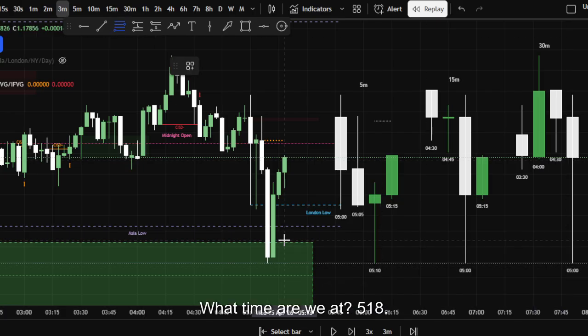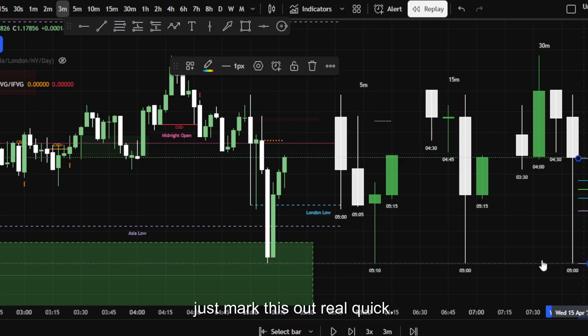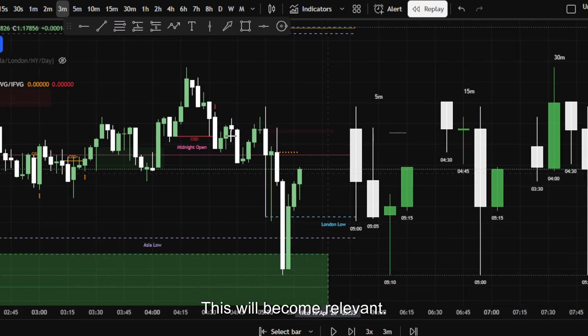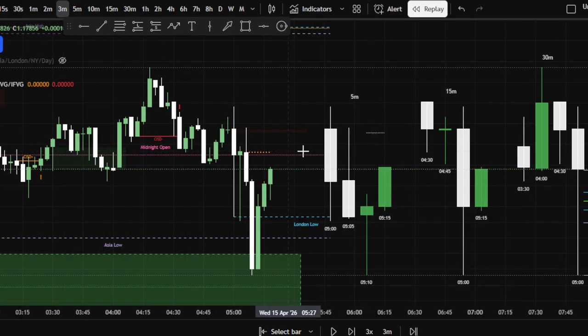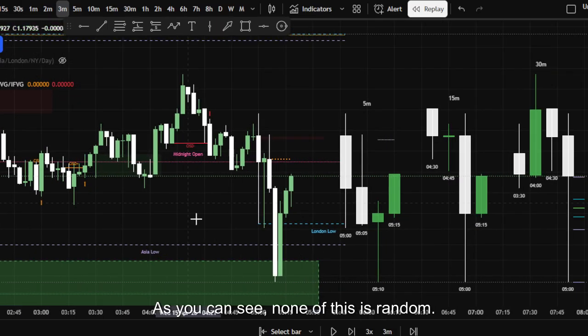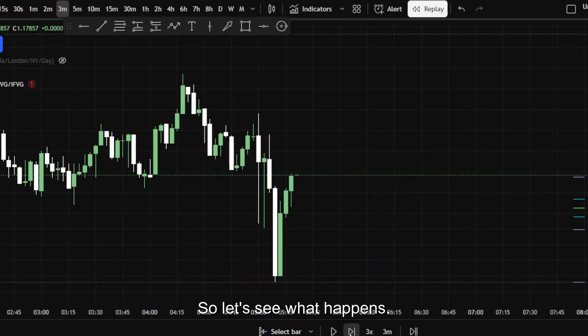What time are we at? 5:18. So we're pretty close to closing. Let's just mark this out real quick. This will become relevant. Okay, so we would need to, what made this low? These 2 candles. And you can see the indicator also marks out these orange dots, what we need to close through. Also happens to be right on top of the midnight open. As you can see, none of this is random. This is all perfectly engineered. So let's see what happens.